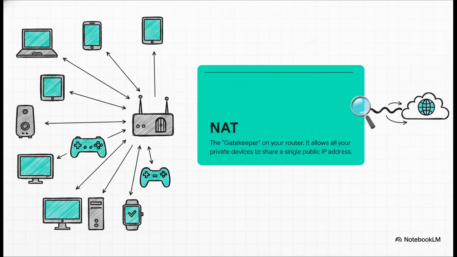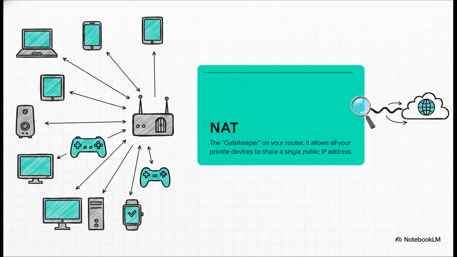But hold on, here's a puzzle for you. You might have 10, 15 devices at home: phones, laptops, TVs, but your internet provider only gives you one public IP address. How on earth does that work? Well, the magic behind this is a process called NAT, which stands for Network Address Translation.